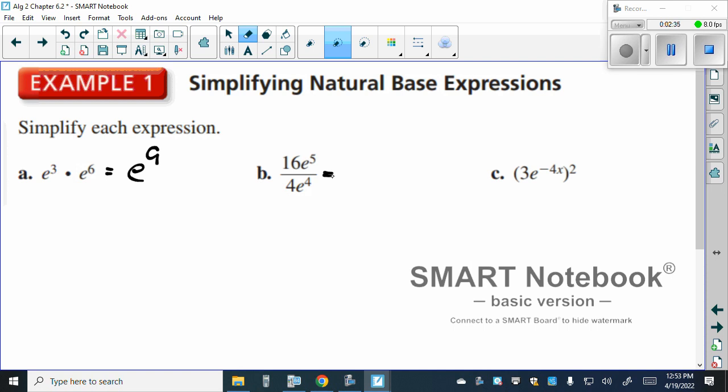We can also divide. Well, we can do 16 divided by 4, and 16 divided by 4 is 4. And whenever we divide like bases, we subtract the exponent. So 5 minus 4 is 1. Or we can just say 4e. When we type e into the calculator, for e to the first, we'll actually need to type it in as e to the first. The calculator needs an exponent, even if it's 1. Questions on these so far?